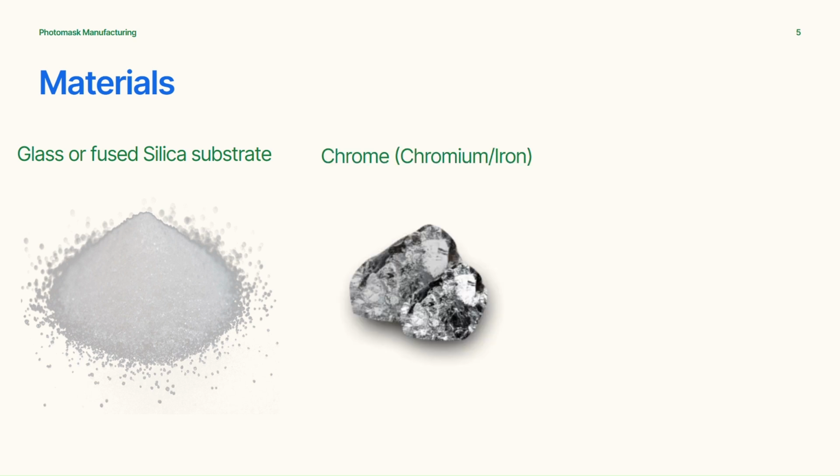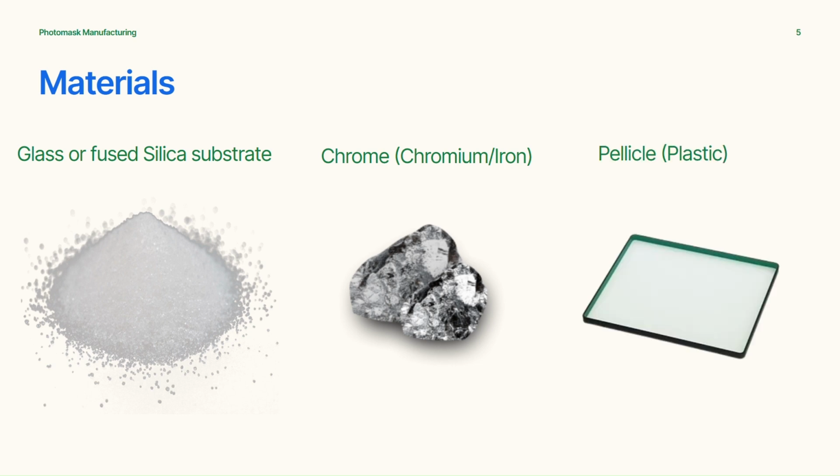The second material is chrome, which tends to be either chromium or iron, the part that absorbs the rays. And the third and most recent addition, not 100% necessary, however, has become an absolute need in the process of reducing defects, is the pellicle, which tends to be made out of plastic polymers.